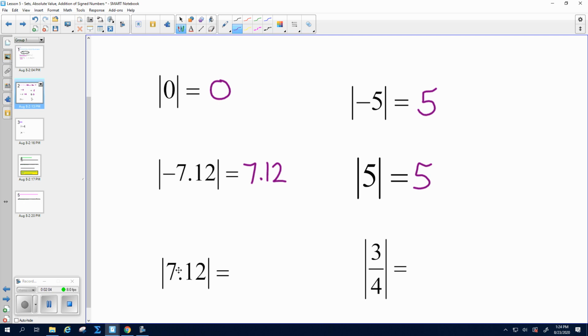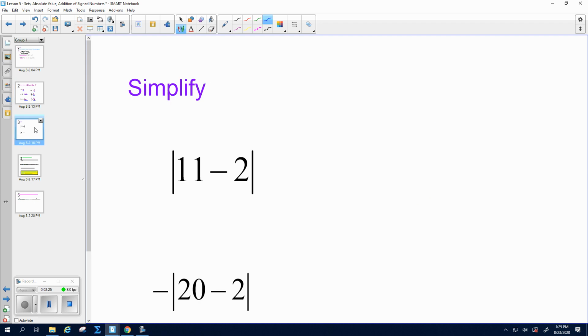Same thing here. How far away is this number from 0? It's 7.12 units away. And how far away from 0 is 3/4? It's 3/4 units away. What do all of these have in common? They're all positive. That's because it's a distance, and distances are always positive. And I dropped the absolute value bars. Make sure you write these in your notes.